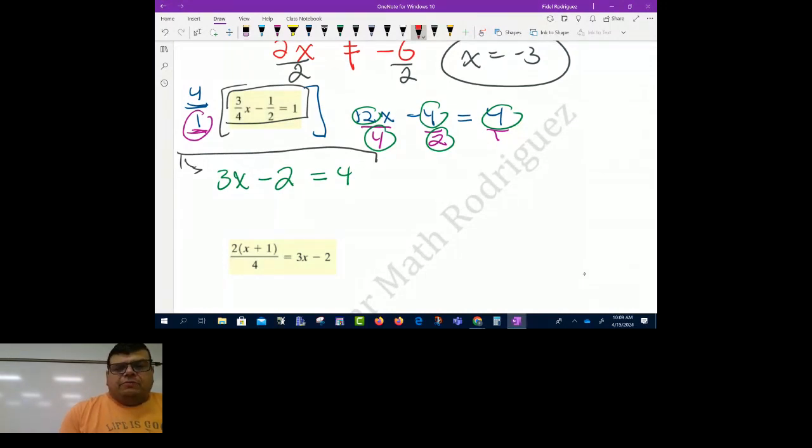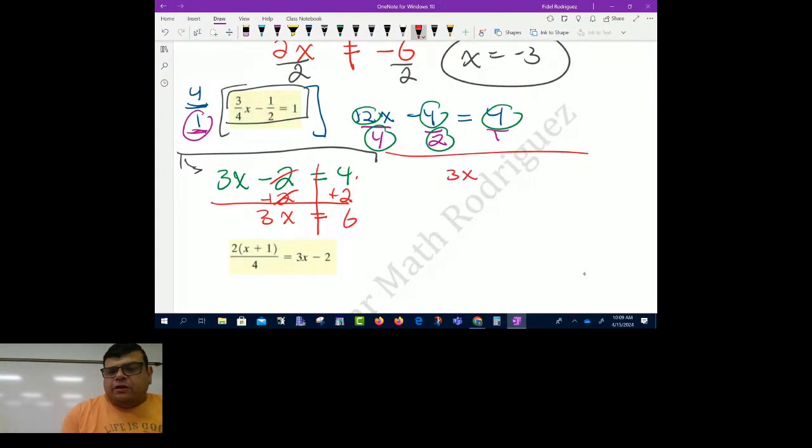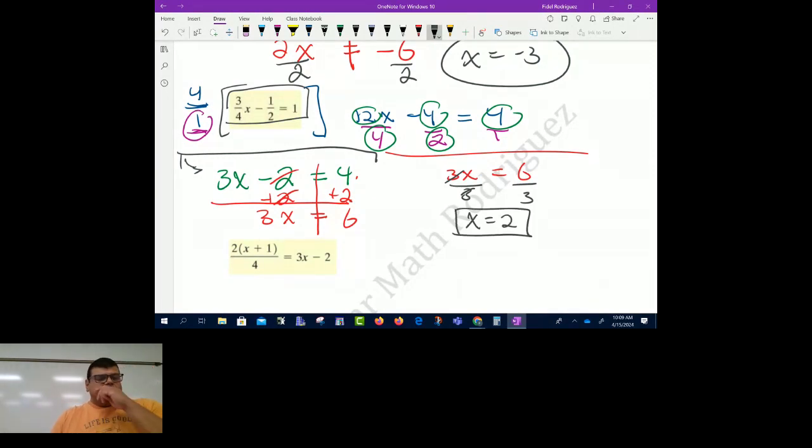So just like we did before, I'm going to draw my line going down. I'm going to add 2 here, and I'm going to add 2 there. So that 2 and that 2 are going to cancel out. I'm going to bring down my 3x. 4 plus 2 is going to give me 6. So if we have 3x equals 6, all we need to do is divide by 3 and come up with x equals 2.